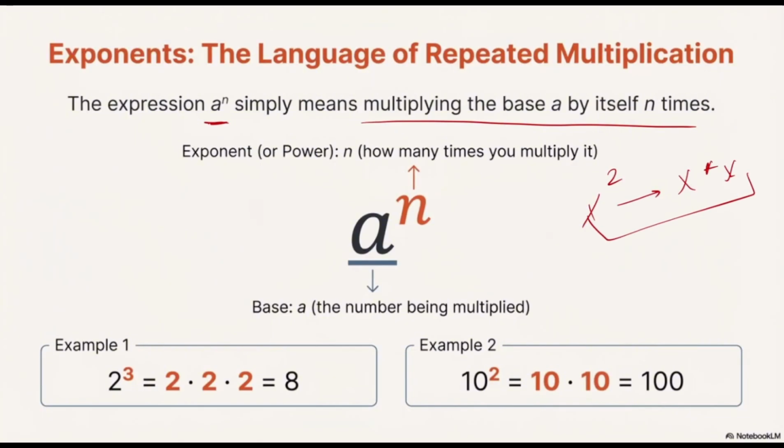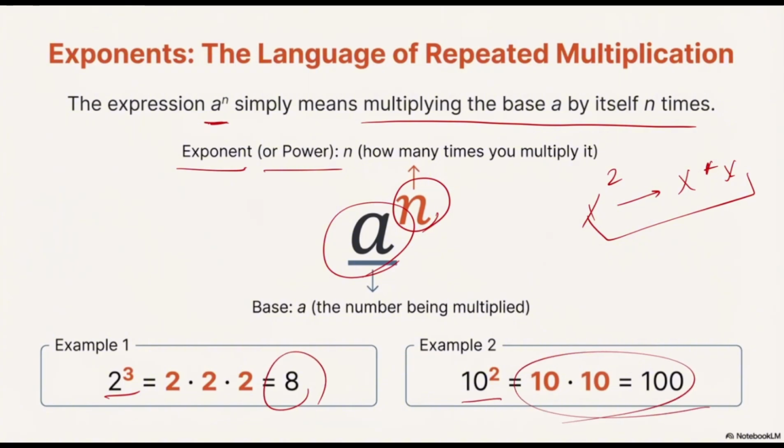So we have two important parts. The first part is the base, and the second part, which shows how many times we are going to do that, is called the exponent, or we sometimes call it a power. For instance, when we have 2 to the power 3, we are multiplying 2 by itself 3 times, and we have 8. When we have 10 to the power 2, it just means 10 times itself, 2 times, which is 100.